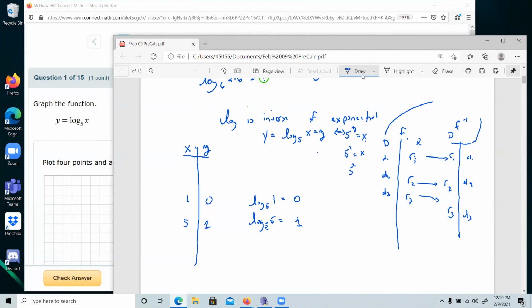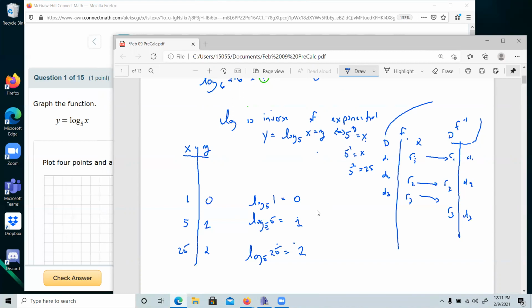What about y equal to 2? What x is going to lead us to having y equals 2? That's going to be 25. And this is exactly how you solve these things. So log base 5 of 25 is equal to 2, because 5 squared is equal to 25. And I do apologize, I know that these are horrible.